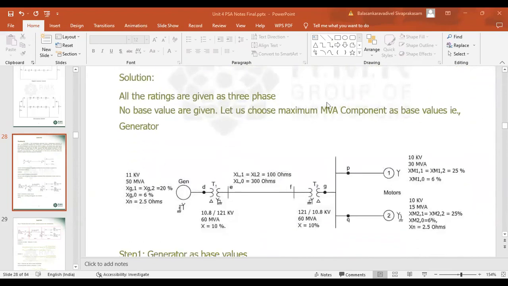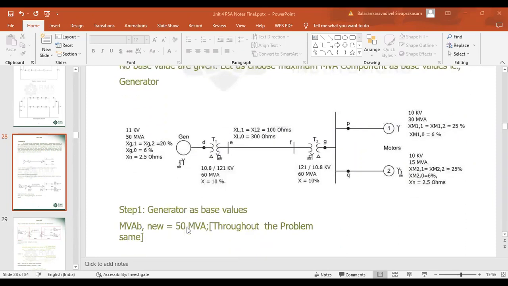So here first we can draw the single line diagram with the ratings of all the components, and let us assume MVAB new is equal to 50 MVA, and for the same generator the kVB is equal to 11 kV. This MVAB will remain the same throughout the problem, that is from the generator till the end of the motor calculation, MVAB new remains the same.